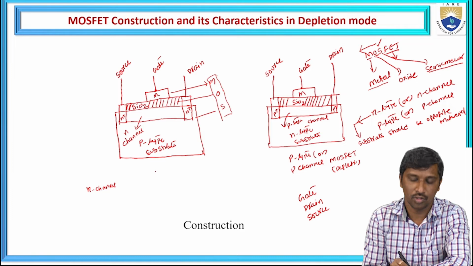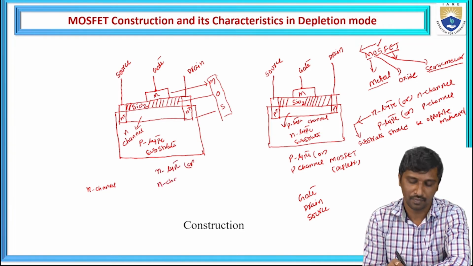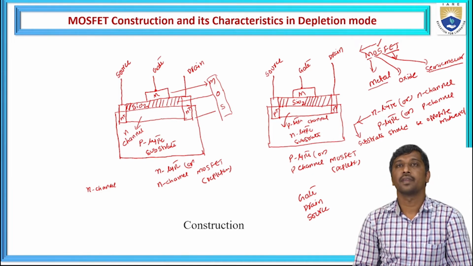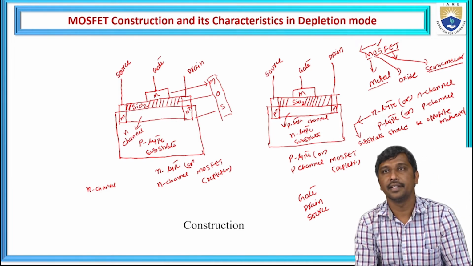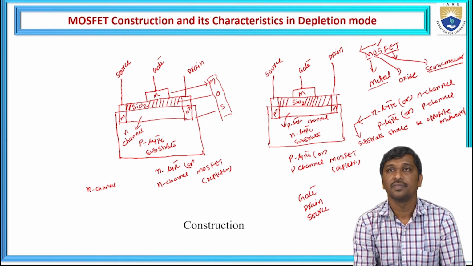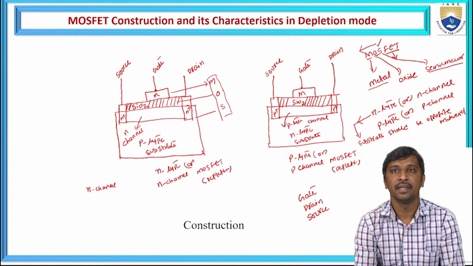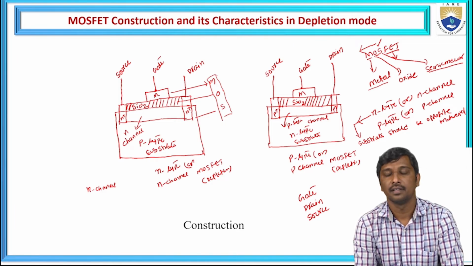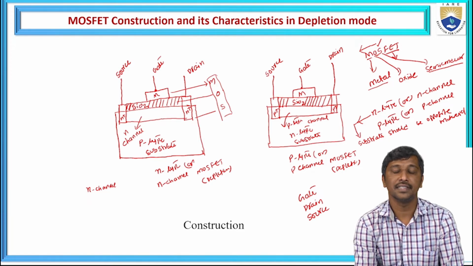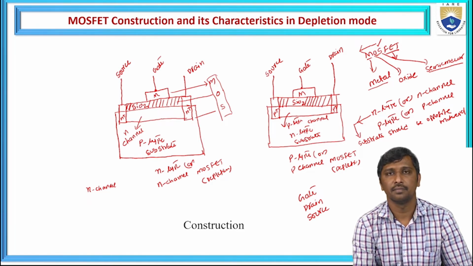And similarly, the other one is called an N-type or N-channel MOSFET under the depletion mode. So this is the construction part, how we construct a depletion type MOSFET. Now we need to identify the behavior of the MOSFET under this depletion mode. We need to verify the functionality of the MOSFET.